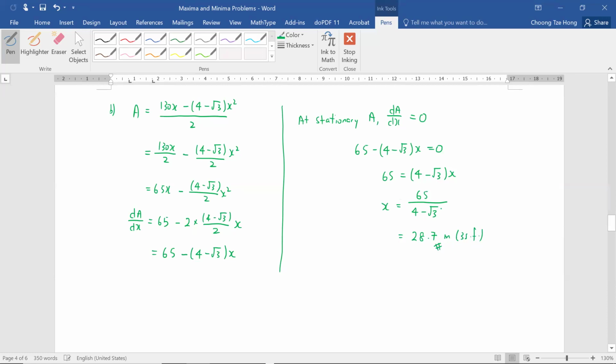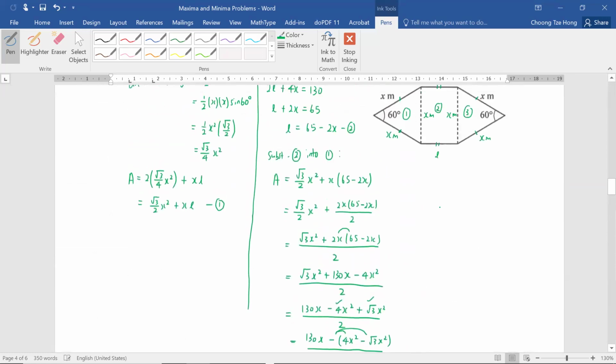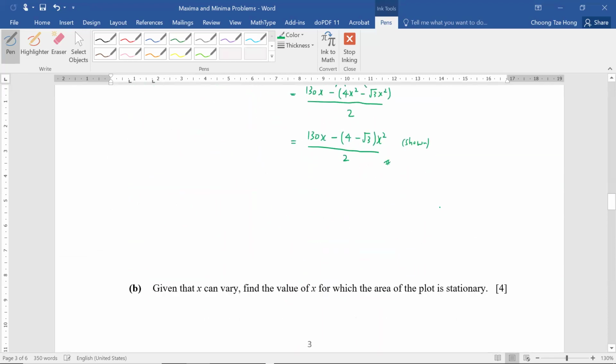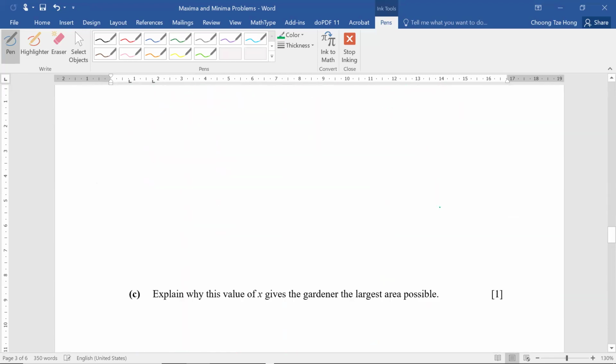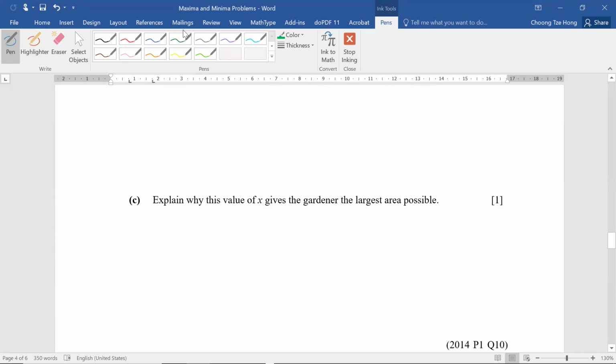So this means that at the stationary value of A, it could be a maximum or minimum. The length x over here, you have to use 28.7 meters for the x, right? Okay, the next part of the question: explain why this value of x gives the gardener the largest possible area.